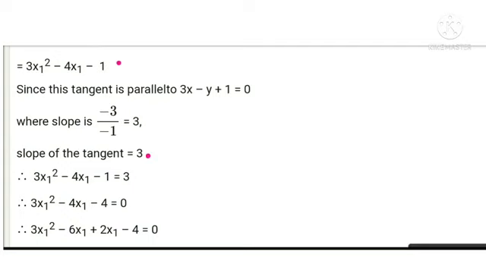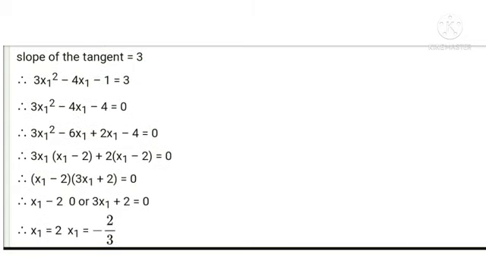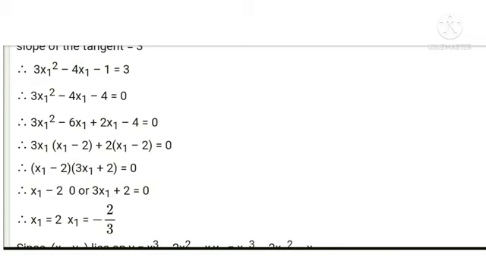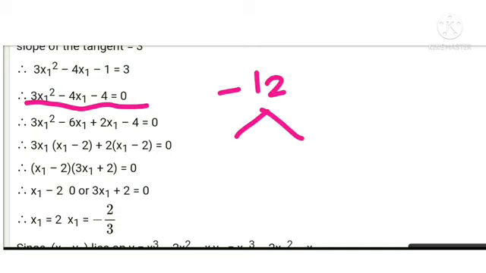This is the slope and this is the slope at the point. So you write 3x1 square minus 4x1 minus 1 is equal to 3. Take 3 to the LHS. You get 3x1 square minus 4x1 minus 4 is equal to 0. You simplify this. This is a quadratic equation. 4 3s are 12, minus 12. Factors of minus 12, as you had learned, whose subtraction is 4.